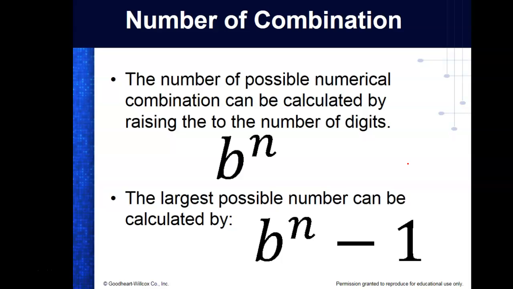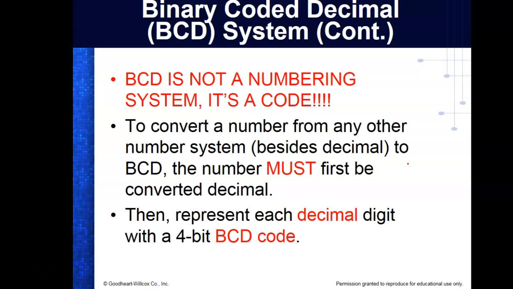So y'all understand this? We'll use this later on when we start getting into timers and counters, when we understand the range we can count to. BCD is not a number system.